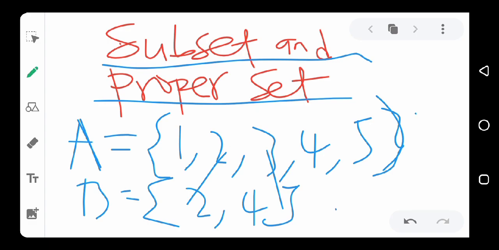A is said to be the parent set or the superset, while B is said to be the child set or the subset. Also, because we have 5, 3, and 1 here, and they are not in B, we say that this is a proper subset. A proper subset, because there are elements in A that are not in B. This makes it a proper subset.